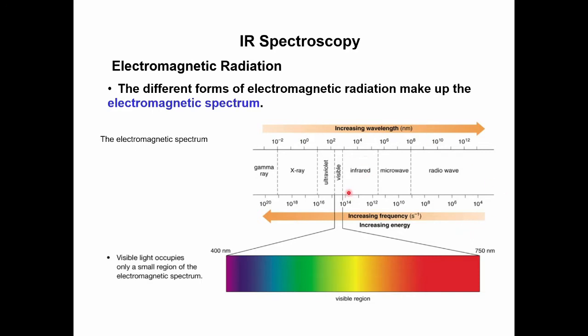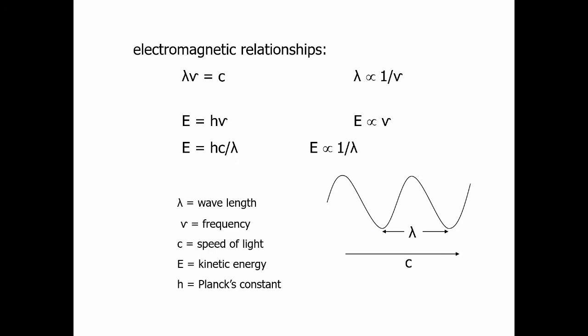A good note to remember is that ultraviolet is always stronger than visible, which is stronger than infrared. So when you look at the spectrum, just remember that it's going to go violet and then red. So infrared is closest to red, ultraviolet is closest to violet. So just a couple relationships.